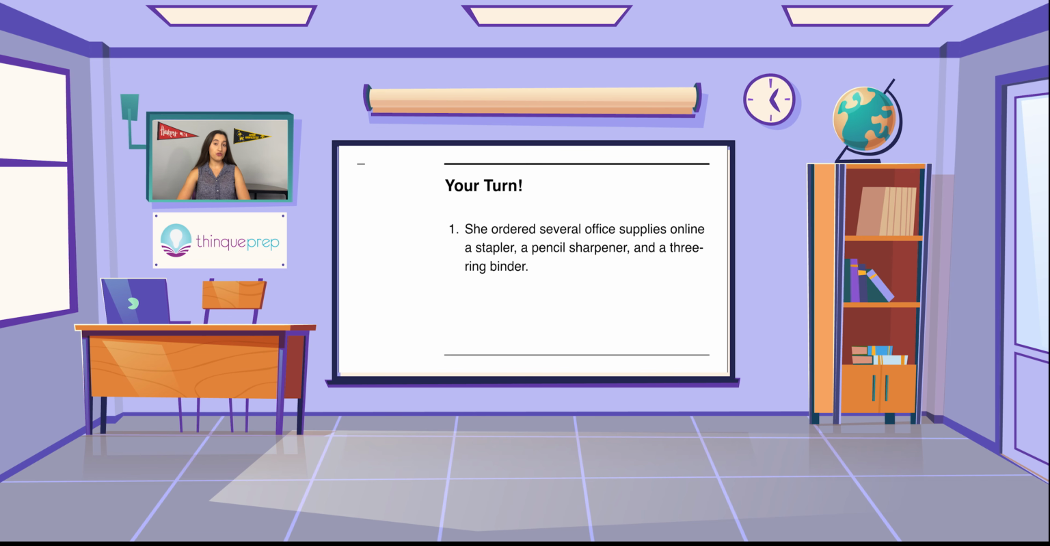Now that we've learned about the two functions of a colon, it's your turn to recognize where and how they should be used. Here's your first example. She ordered several office supplies online, a stapler, a pencil sharpener, and a 3-ring binder. Where should the colon go? I'll give you a moment to figure it out.